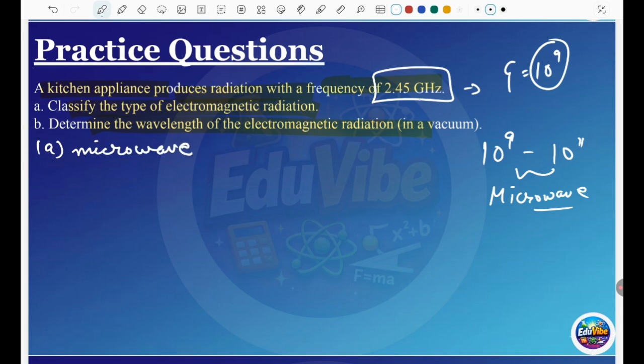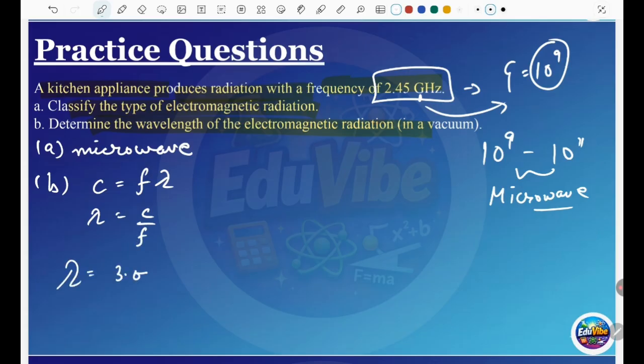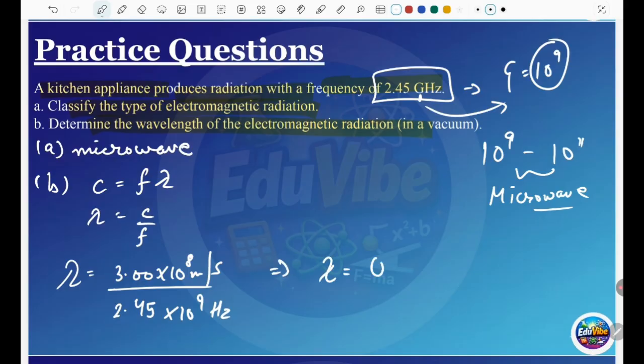That's how you find it: giga has the value of 10 raised to power 9, and you find where that lies in your electromagnetic spectrum. So this is microwave. Now we have to find the wavelength. You know c is equal to frequency times wavelength, so wavelength is equal to c upon frequency. c is 3.0 times 10 raised to power 8 meters per second, and f is 2.45 times 10 raised to power 9 hertz. When you solve this, you get about 0.122 meters.